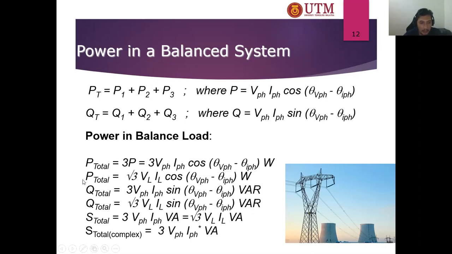Okay, and the same goes for the reactive power. The total reactive power is just 3 multiplied by V phase I phase sine of theta V minus theta I. But if you are using V line and I line, you need to multiply with the square root of 3. And for the apparent power, just simply multiply 3 V phase I phase, and the unit is VA. Or in other words, if you are using V line and I line, the total three-phase power is square root 3 V line I line. And for the complex power, it is 3 multiplied by V phase, I phase conjugate.